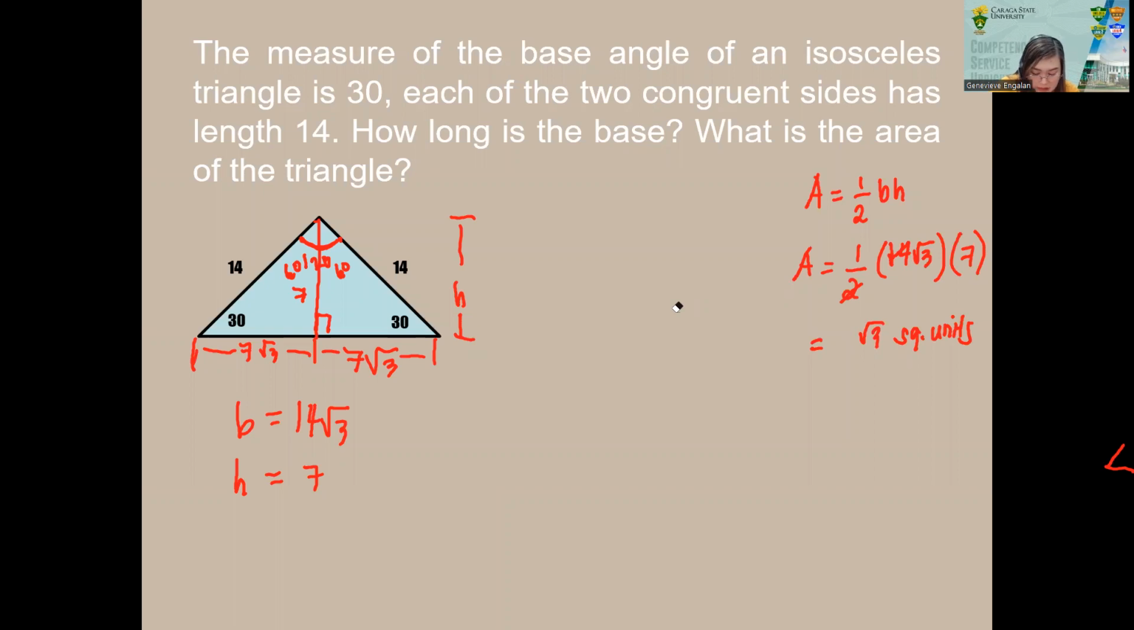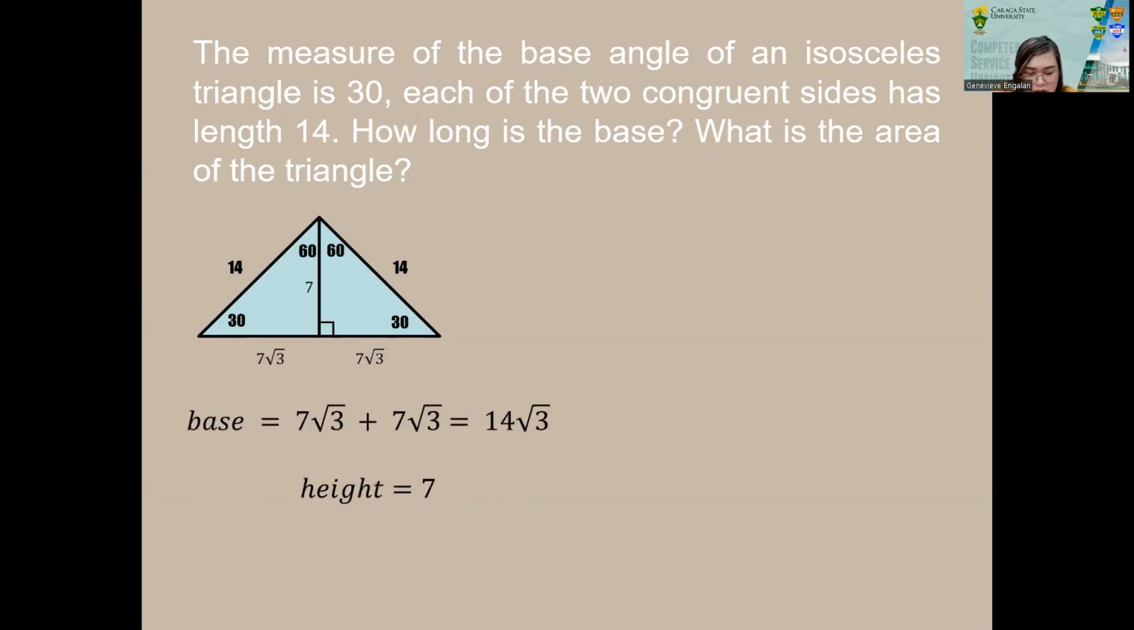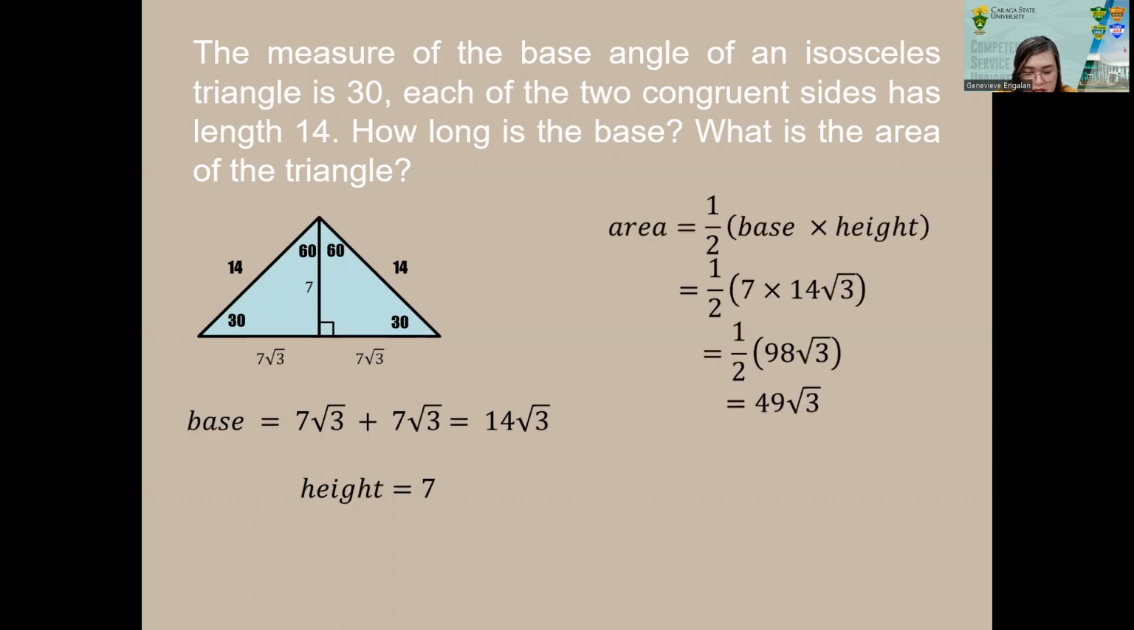Ma'am, may I ask, why is it 14 square root of 3? These two are just 7 square root of 3 and 7. Oh, that is the base. It runs from here to there, that is the base. Okay, got it? So the area will be 49 square root of 3. Okay? Are we correct? So the base is 14 square root of 3, the height is 7, so you have 49 square root of 3.